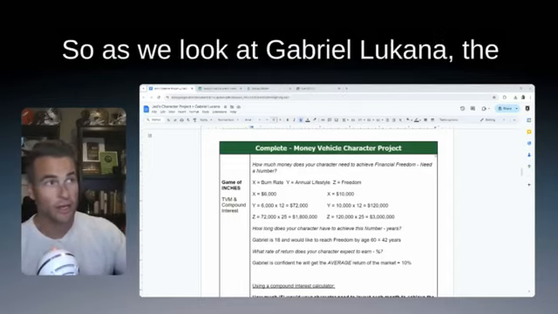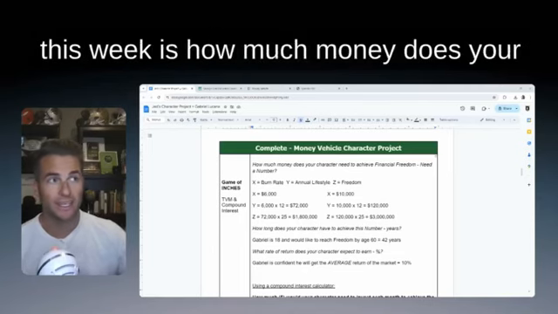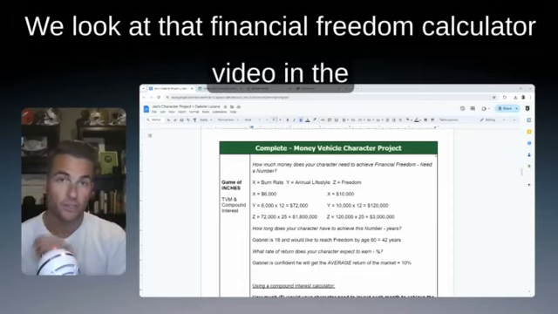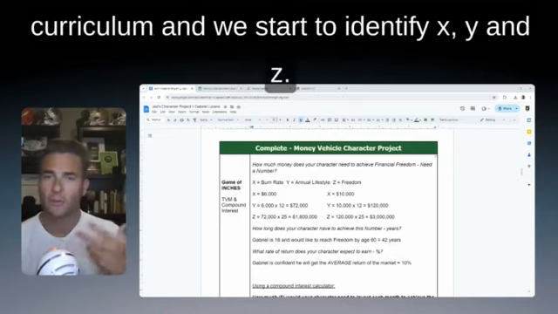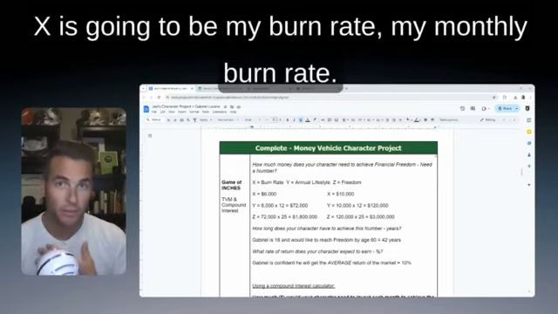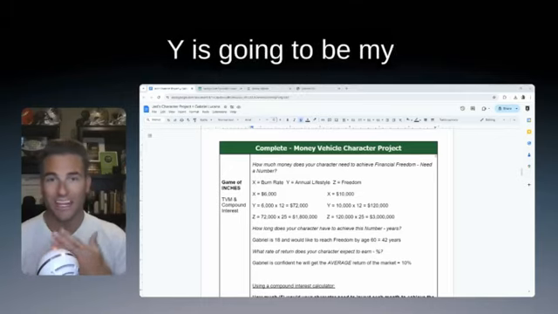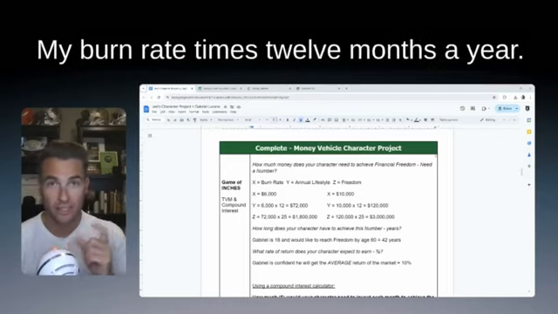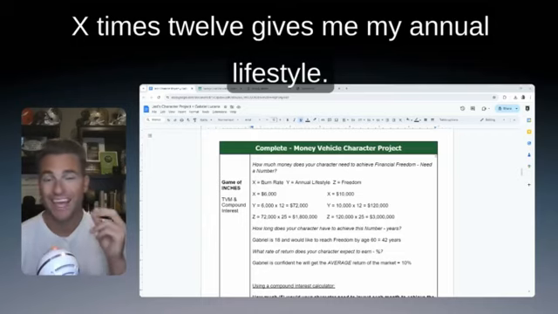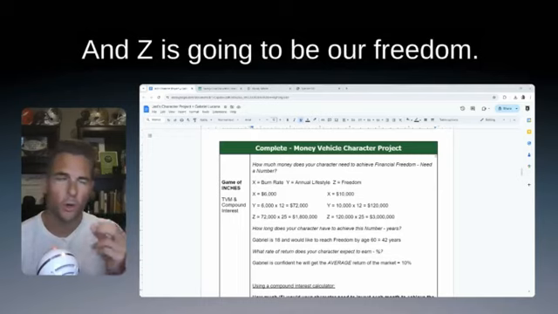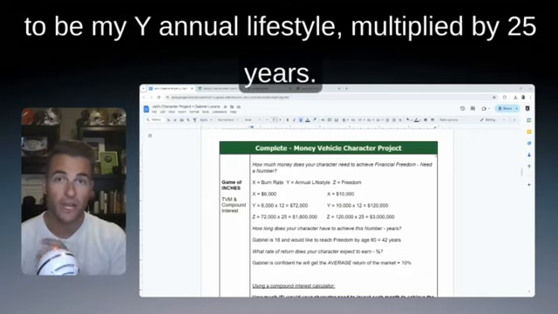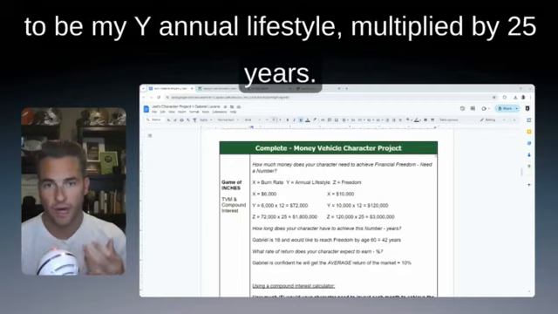So as we look at Gabriel Lucana, the first question we're going to have to answer this week is, how much money does your character actually need for financial freedom? We look at that financial freedom calculator video in the curriculum, and we start to identify X, Y, and Z. X is going to be my monthly burn rate. Y is going to be my annual lifestyle, which is simply X, my burn rate, times 12 months a year. X times 12 gives me my annual lifestyle. And Z is going to be our freedom, or sleep easy at night number, which is going to be my Y, annual lifestyle, multiplied by 25 years.